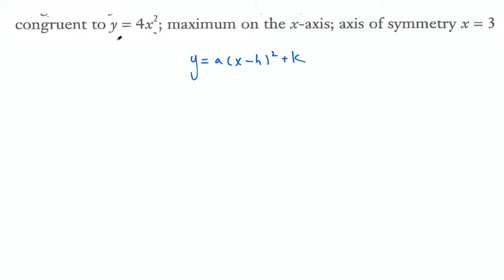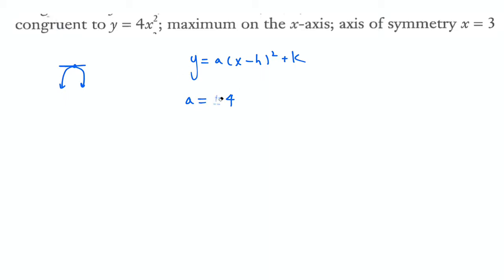So we're congruent to y is equal to 4x squared. So a is going to be plus or minus 4. We have a maximum, right? We're talking about a maximum. So that means we're talking about a downwards facing parabola, right? So the maximum will occur at the vertex here.